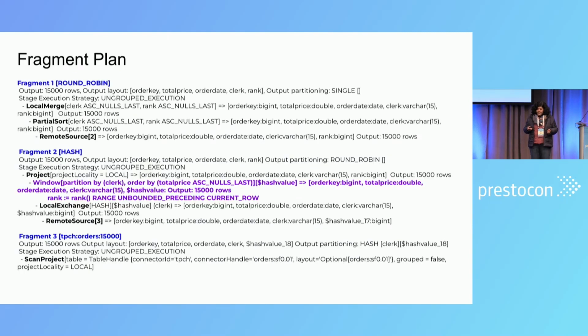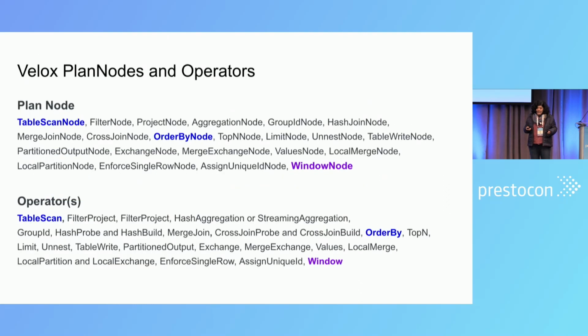So in the previous example, we care about fragment 2, which has the window operator. In the Presto world, you get a fragment plan comprised of JSON nodes, which are like Presto PlanNodes. In the Velox world, the Velox API comprises Velox PlanNodes, which are almost equivalent to the Presto PlanNodes. Almost each plan node has a corresponding operator node, and the operator is the workhorse of the Presto server engine that does all the data manipulation.